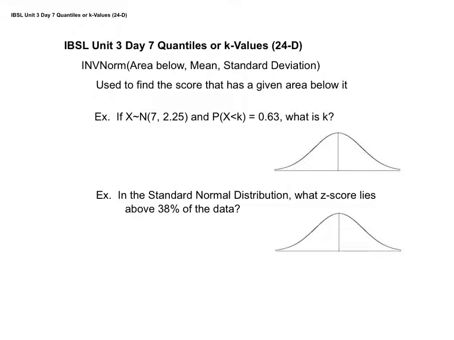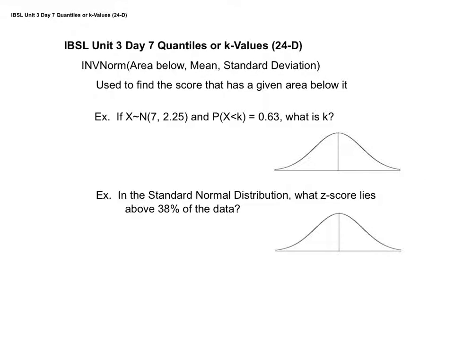So basically what we have here is this function called the inverse norm. All right, the inverse norm function on the calculator. And those of you who have had a little bit of calculus before, you remember when we did normal CDF, the calculator was doing an integral there, okay? The inverse of an integral is a derivative, all right? So the calculator is using some derivative functions here in order to help us figure this out. But what this is used for is finding a score that has a given area or probability below it, okay?